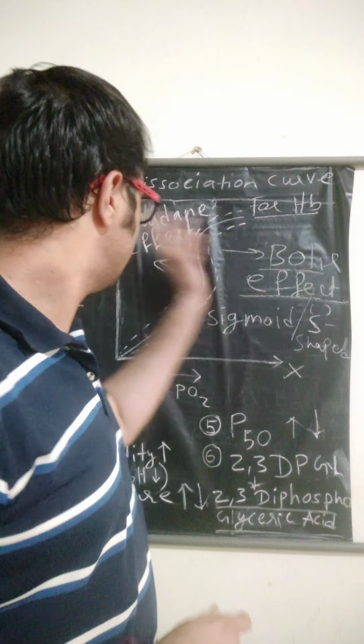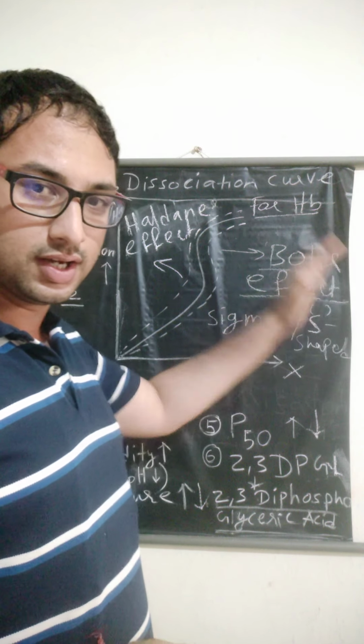Clear? So Haldane effect that side, Bohr effect this side. Clear? I hope you all understood this oxygen dissociation curve.